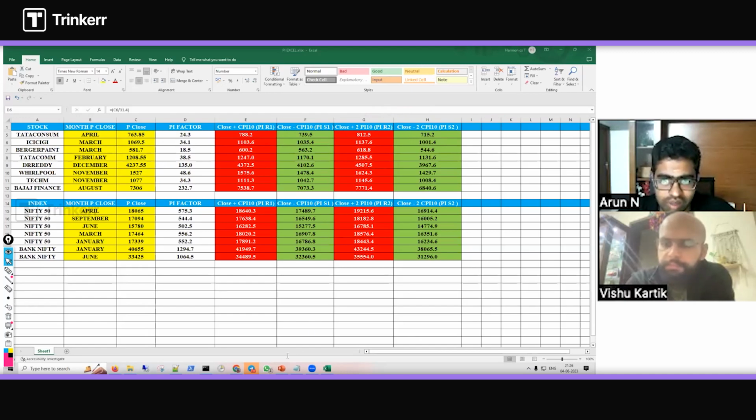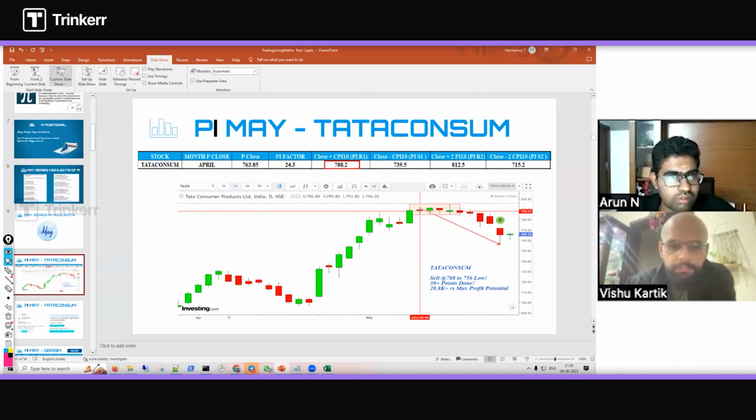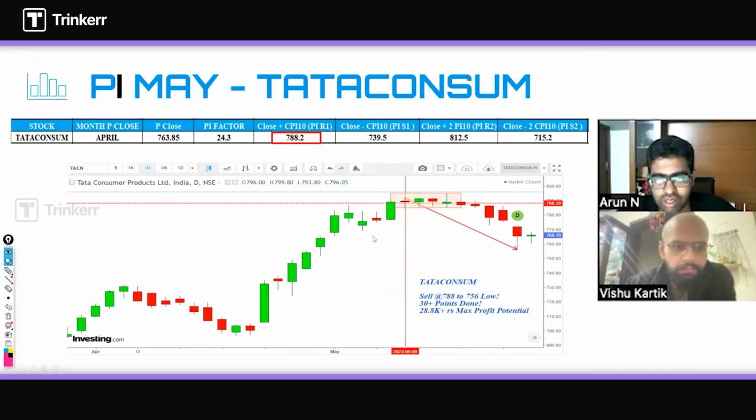Now let's see the practical application. We saw Tata Consumer. This value we could calculate on the first day of the month. The resistance is 788. Once 788 comes, you can wait for one red candle to close and enter the next day, or you can even enter with a 15-minute red candle when you're going for sell. So how to enter?